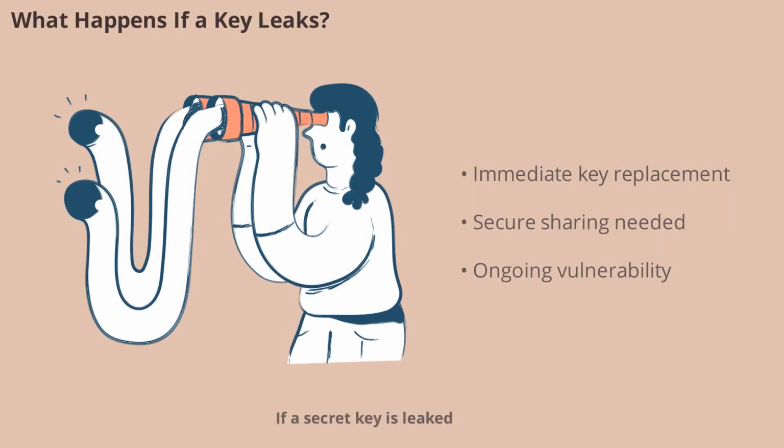If a secret key is leaked, the users involved must immediately generate a new key and share it securely. The real challenge isn't making a new key, it's ensuring the new key is distributed safely. If the process isn't secure, attackers can intercept the new key just as easily as the old one. This cycle highlights the ongoing difficulty of maintaining secure communication with symmetric encryption, especially as the number of users grows.